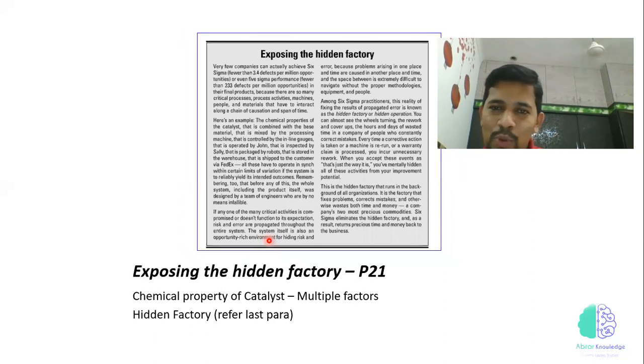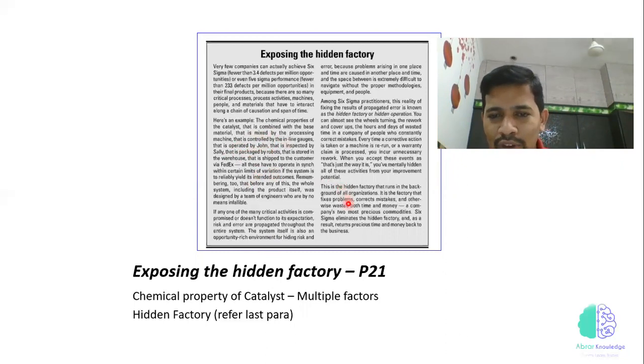Then it talks about exposing the hidden factory, and here it gives an example: the chemical property of a catalyst. That is a combination of the base material that is mixed by the processing machine, that is controlled by the inline gauges, that is operated by John, that is inspected by Sally, that is packaged by a robot, that is stored in a warehouse, that is shipped to the customer by FedEx. So you see, we have 6 parameters, 6 things. That means variation is bound to happen. The slightest variation can happen.